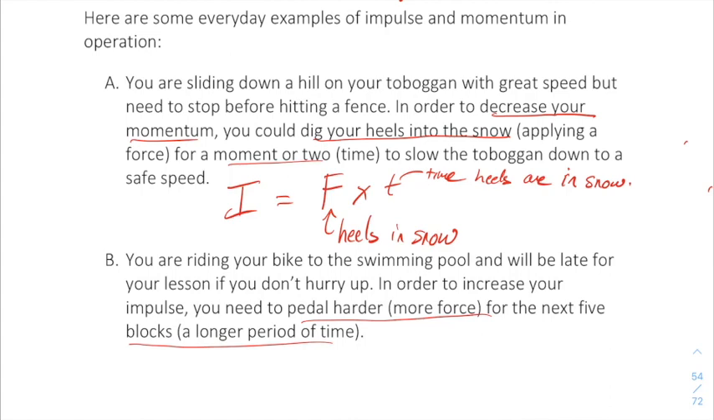So we should also consider some of the options here that we have when we're thinking about impulse.